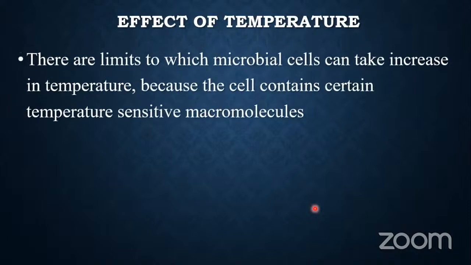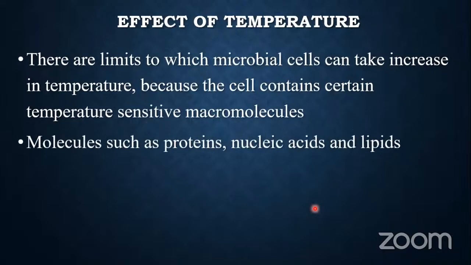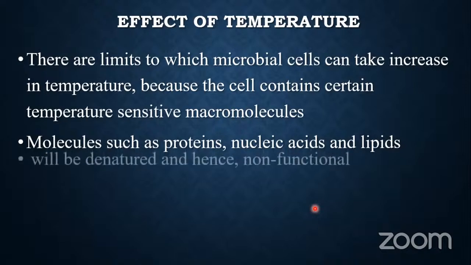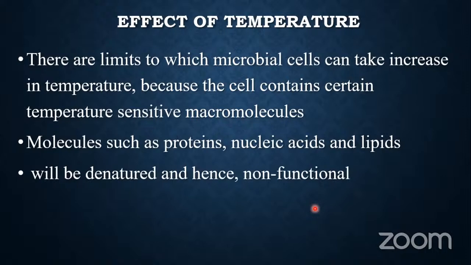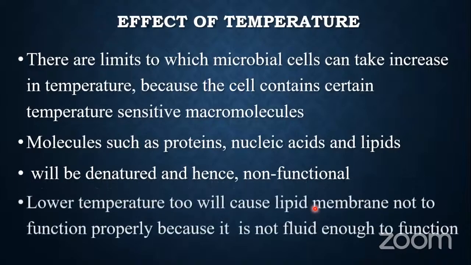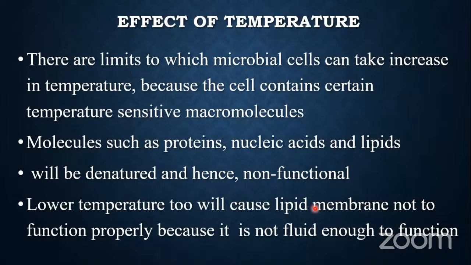However, there are limits to which a microbial cell can take increase in temperature because the cell contains certain temperature sensitive macromolecules such as lipids, even the cell membrane particles, which can be denatured. We also have some of the proteins and nucleic acids. They can actually be denatured and become non-functional if the temperature goes beyond the limit of the microbial temperature tolerance level. So each organism has its optimum temperature.